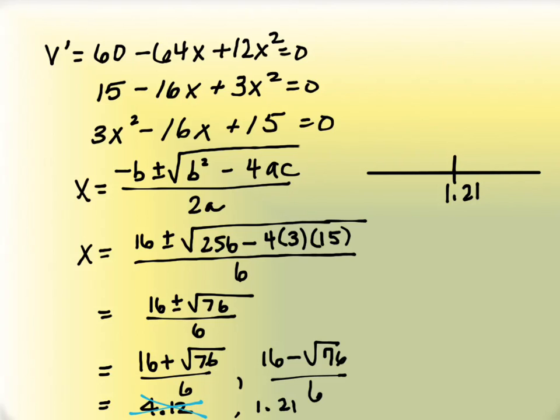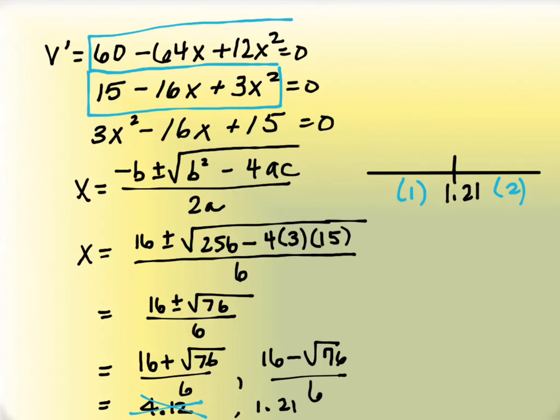We need to test the number before it, maybe the number 1, and a number after it, maybe the number 2, and we test it into the derivative. You got it. So my derivative is, a version of it anyway, is here, or you can use this one, or you could use this one. Any of them are fine. Any of those that are bolded in blue.